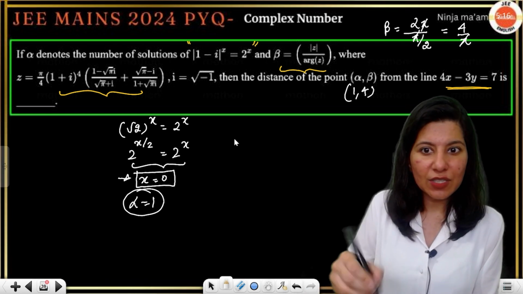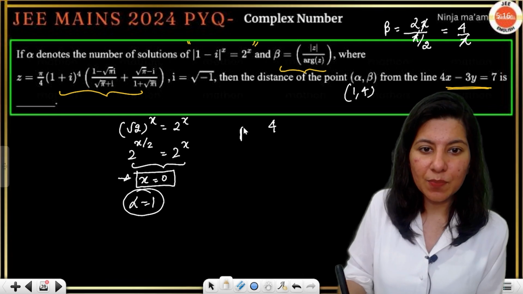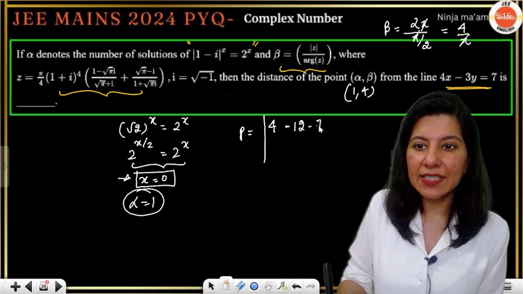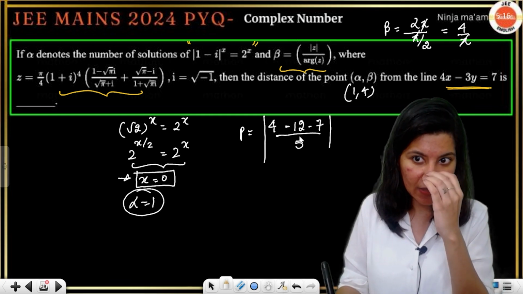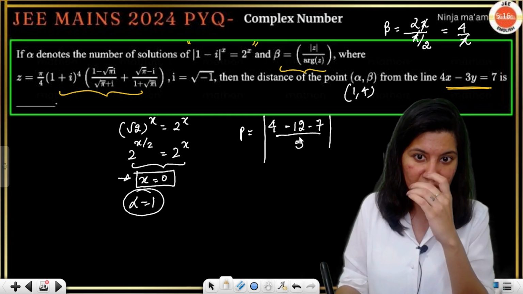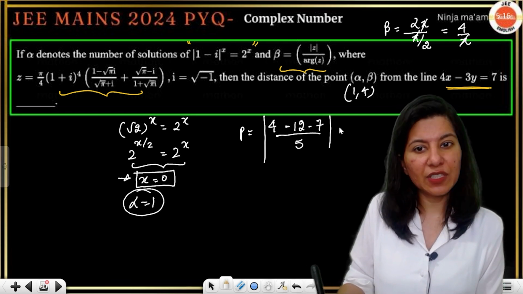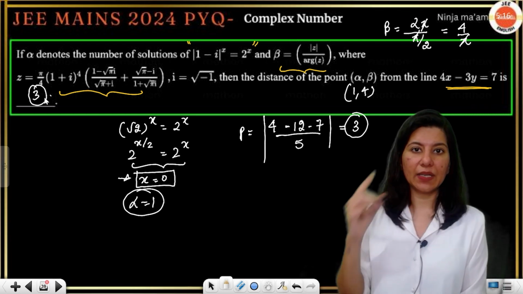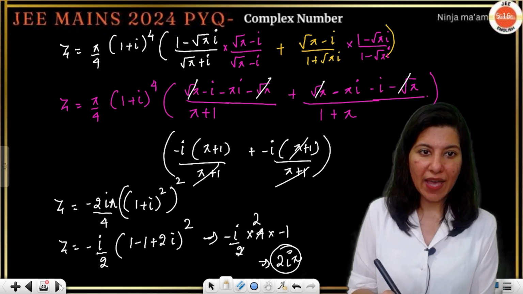So very easy. We just need to apply the perpendicular distance formula: P equals mod of 4 minus 3 fours are 12 minus 7 upon 5. So this is going to be 7 plus minus 3, so 15 by 3. P is coming out as 3. Correct, 3 is absolutely right. Okay, all right. Do we have another question?